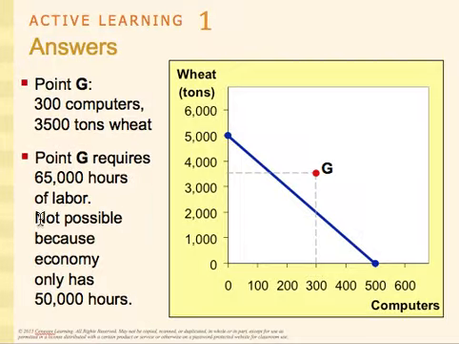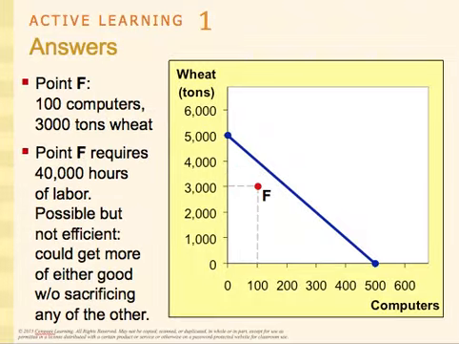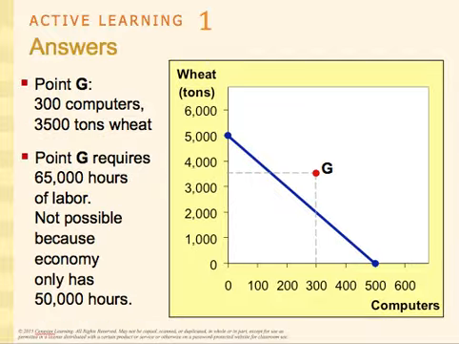Now, another example, look at point G here. You're saying, hey, let's produce 300 computers and 3,500 tons of wheat. Well, that's beyond your production possibilities frontier. It's beyond the frontier. It's beyond what you can do. Point G would require 65,000 hours of labor, and that's not possible because the economy only has 50,000 hours of labor. So if you could think back to the previous graph, point F's inside, point G's outside.